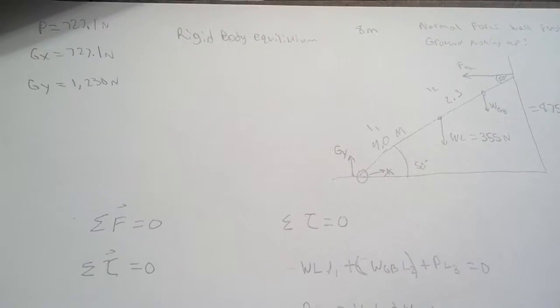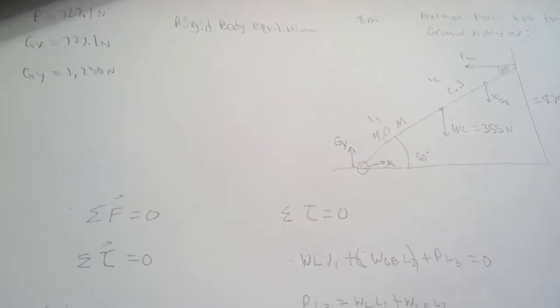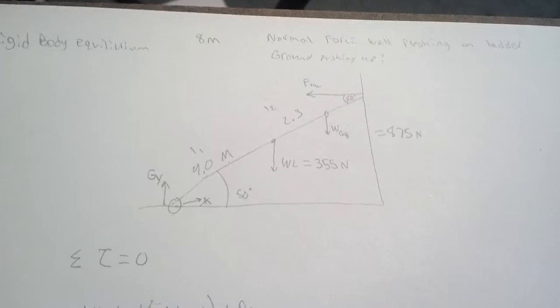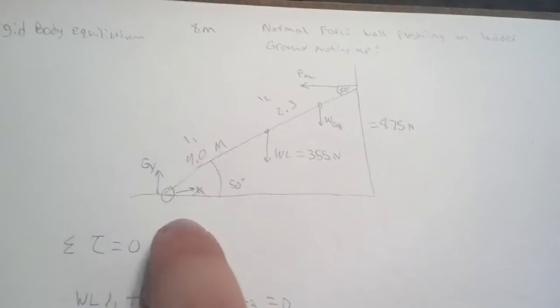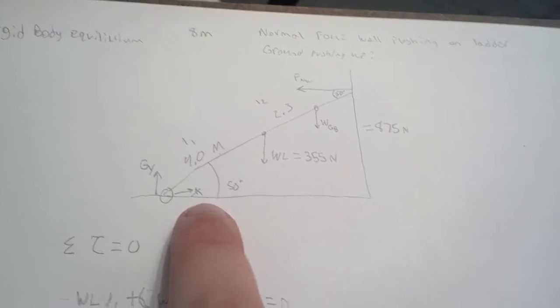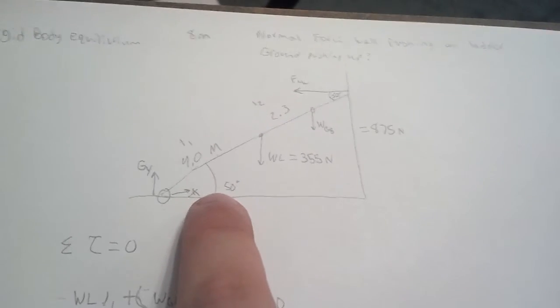Here's my reassessment for rigid body equilibrium. Here I drew our free body diagram over here. That's the force of the ground in the y direction acting on the ladder, and in the x direction, an angle of 50 degrees.